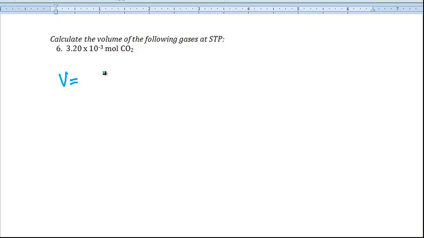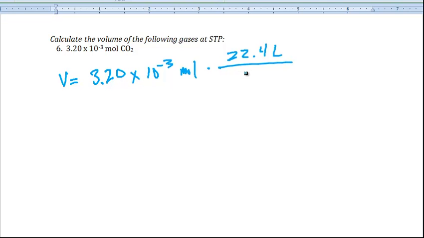Okay, so let's go back. So that's 3.20 times 10 to the minus 3 moles, and we multiply that by our conversion factor between moles and liters, and when you do that, you should get 0.0717 liters.